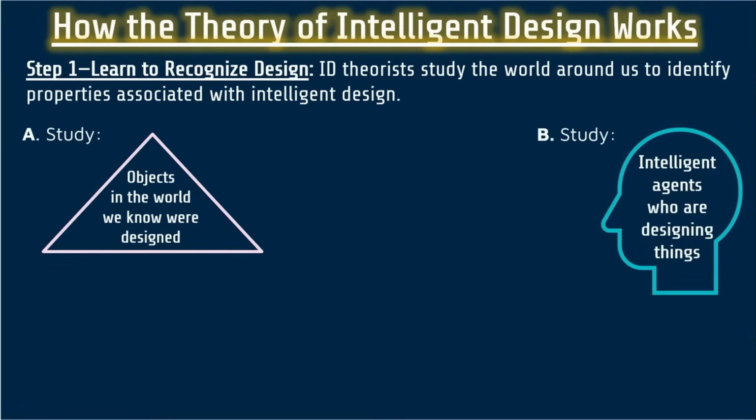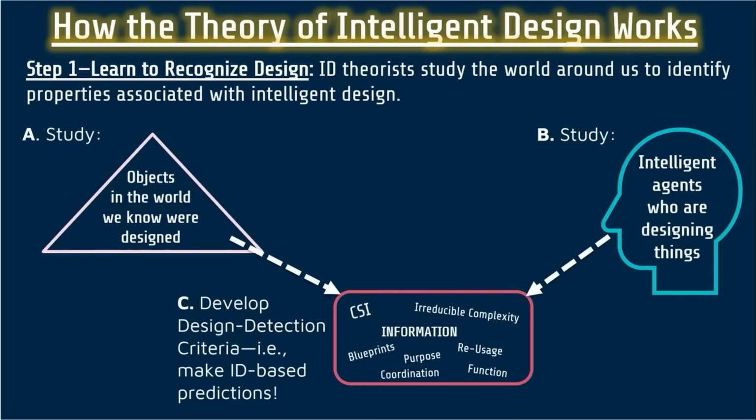We can also study intelligent agents who are designing things. We can say, when intelligent agents act like human beings, what do we do? What do we produce? And by doing this, we can then develop what we call design detection criteria. Basically, we are making predictions based upon our understanding of what is found in designed objects, what intelligent agents do when they design things. And when we find these design detection criteria, we can say that something was designed. Some of these criteria might be complex and specified information, CSI, and other forms of information like irreducible complexity, where a system has to have lots of parts present in order for it to function.